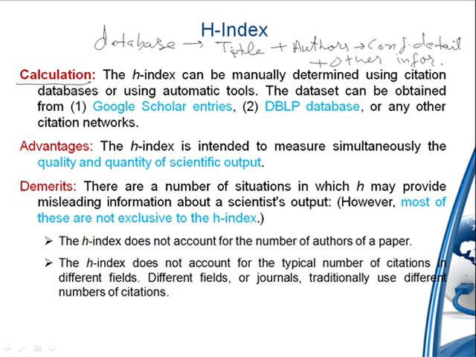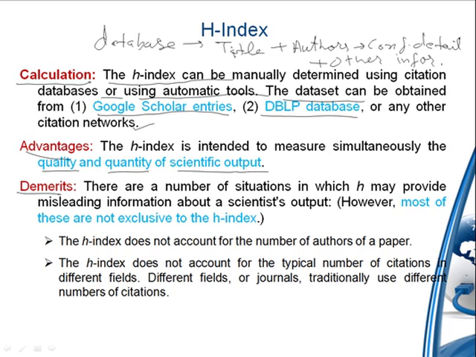We can get such information from Google Scholar entries or DBLP database. For example, the H index can be manually determined using citation databases or using automatic tools. The database set can be obtained from Google Scholar entries or DBLP database or any other citation networks. Advantage of H index: the H index is intended to measure simultaneously quality and quantity of scientific output, both.